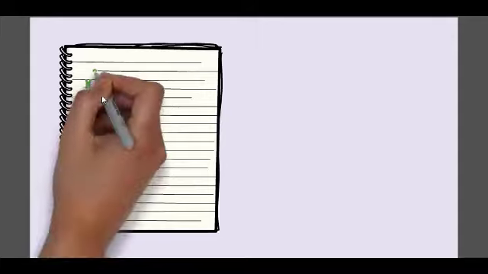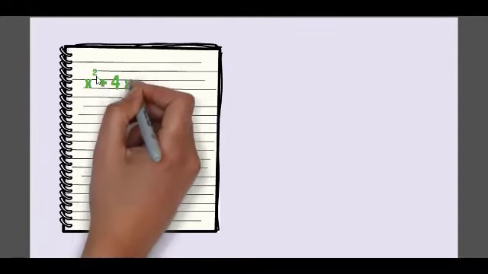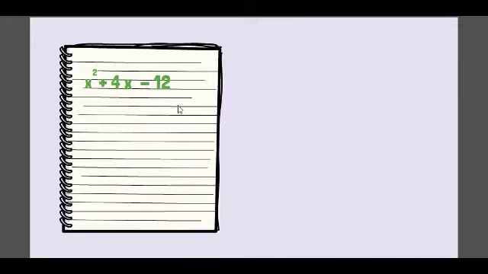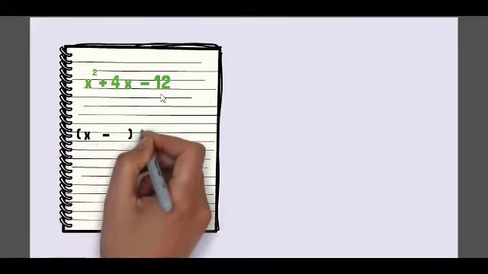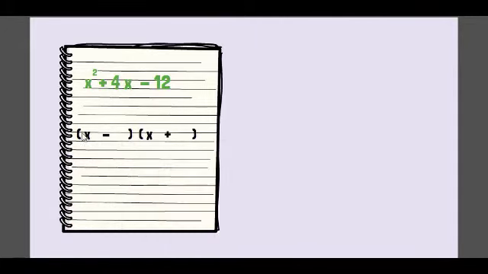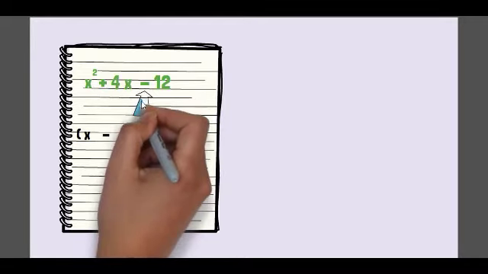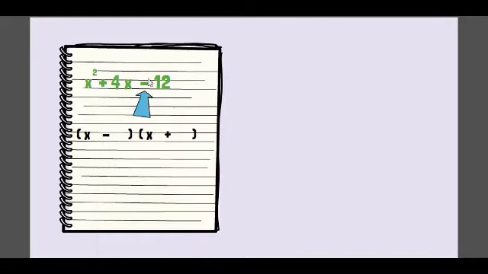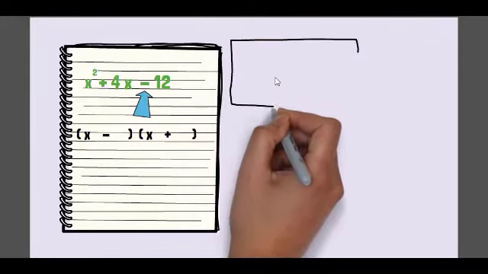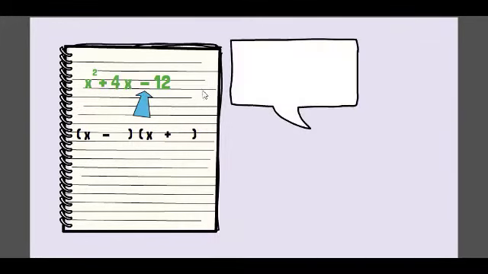Now we have another example: x to the power 2 plus 4x minus 12. Here, as we see, we can't find any common factor between numbers or between variables. So we'll factorize the first term into x times x, and our signs will be negative times positive or positive times negative, because the sign of the third term is negative. Also, as the sign of the third term is negative, let's see what Dora will say to factorize the third term.